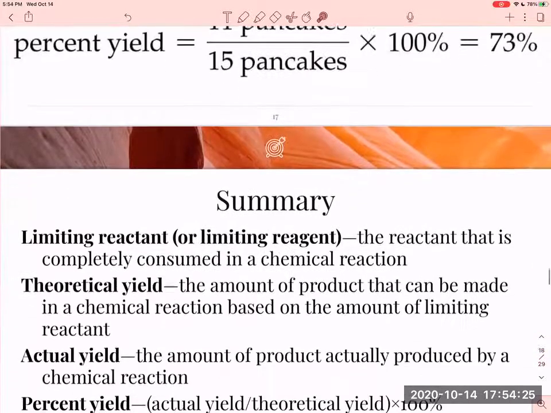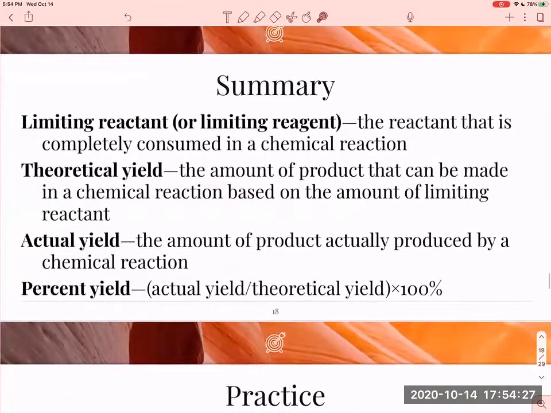So as a summary of these terms, this is just a quick slide on the new terminology that we've talked about.